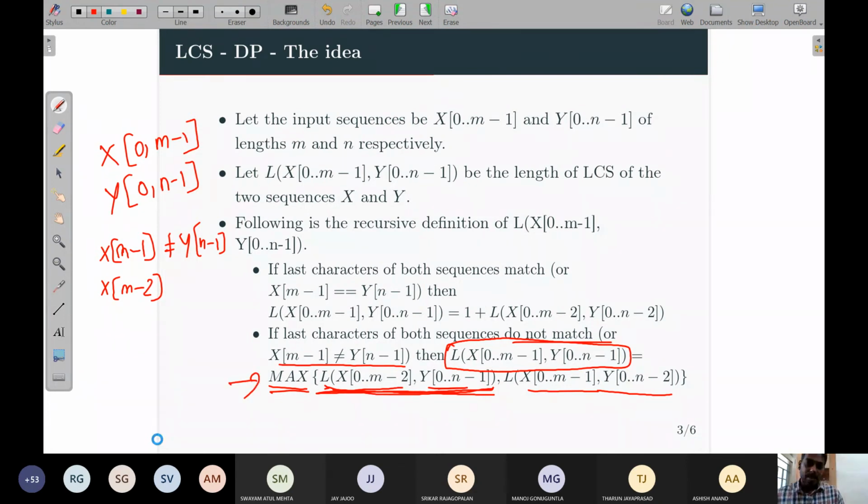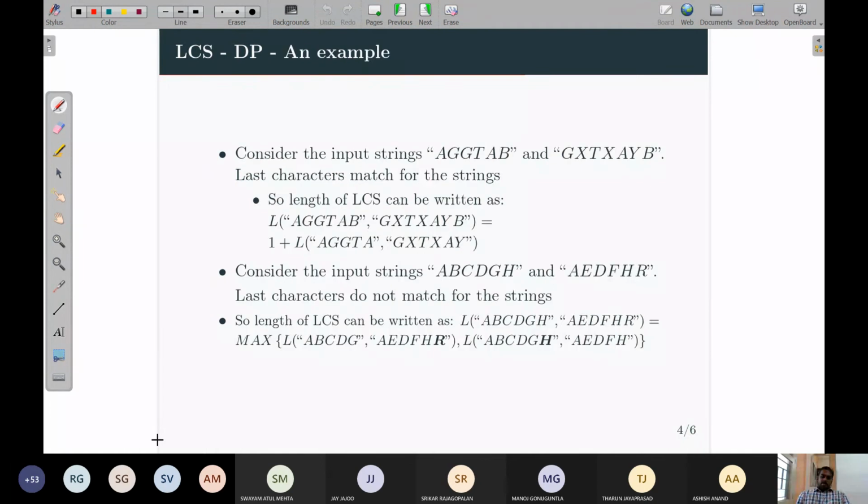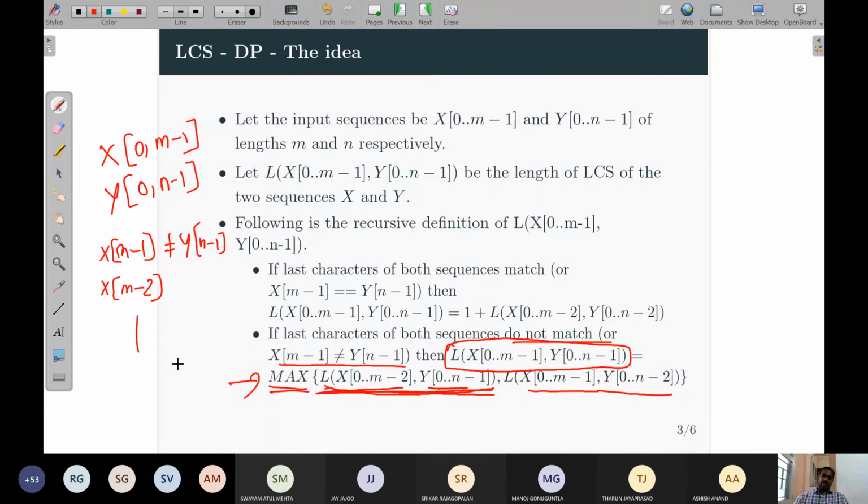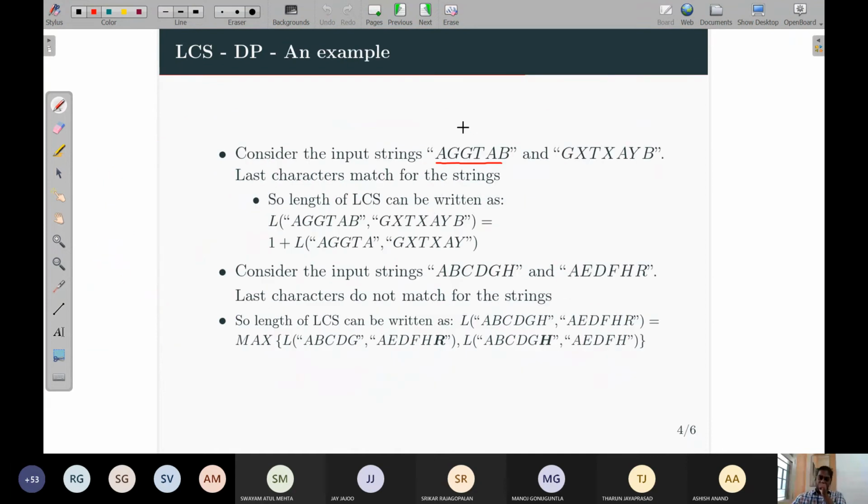And if I tell you one example, this will be again clear. So consider the input strings. These are the two strings. Okay, same thing. Here we use the x, y, all these indices, everything. So this looks a little complex, but if I give you one example, it will be more easy. Let us assume that this is our X, this is our Y.